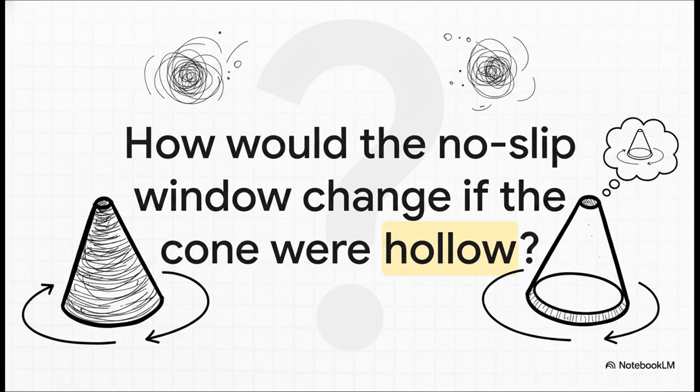And just to leave you with something to chew on, how would all of this change if our cone were hollow instead of solid? Think about it. The mass is the same, but its distribution is totally different. So how would that affect its angular momentum? And how would that, in turn, change our no-slip window? It's a great follow-up question.